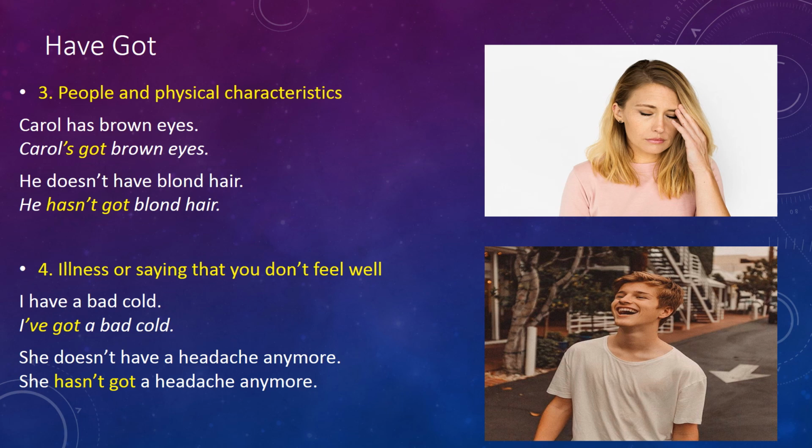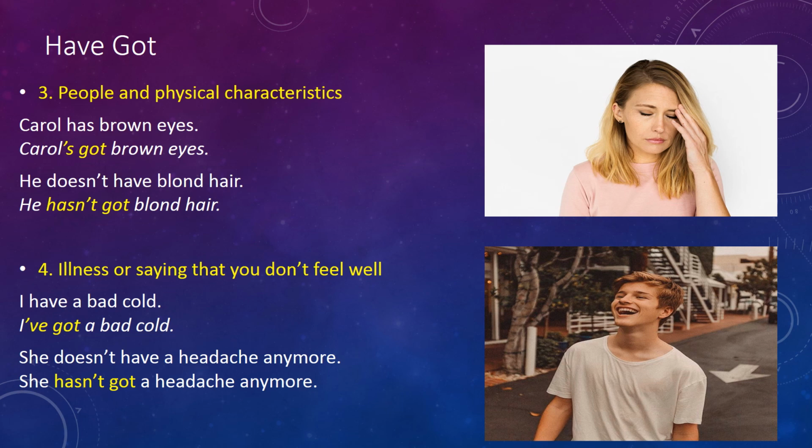The third situation when we use have got is with people and physical characteristics. Carol has brown eyes. Carol has got brown eyes. He doesn't have blonde hair. He hasn't got blonde hair.